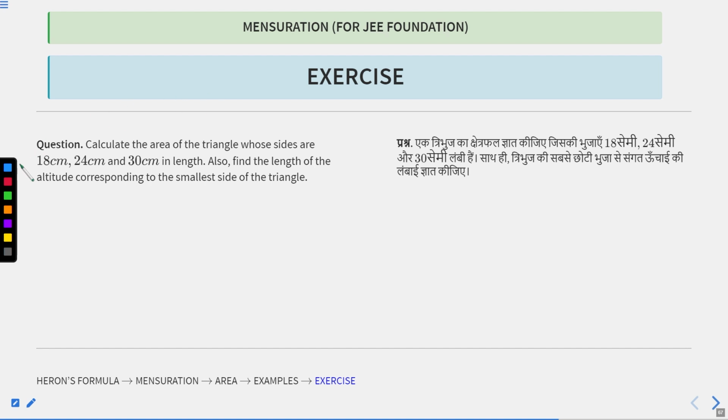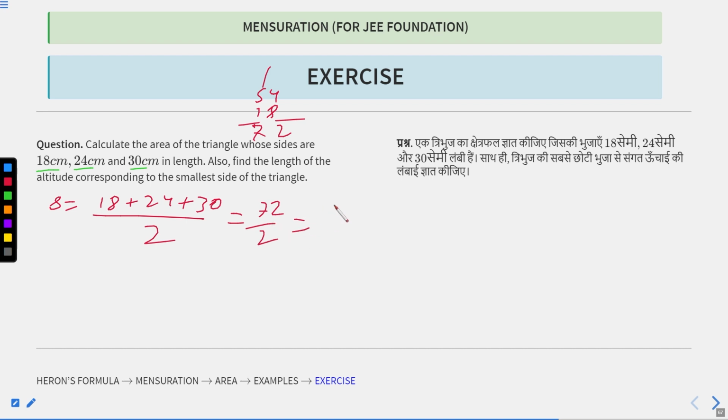So here we have to find the area of the triangle whose sides are 18, 24 and 30. So just apply Heron's formula. What will be our S? S is this. So just add: 30 plus 24 is 54, and 54 plus 18 is 72, and 72 divided by 2 is 36. So S is 36.